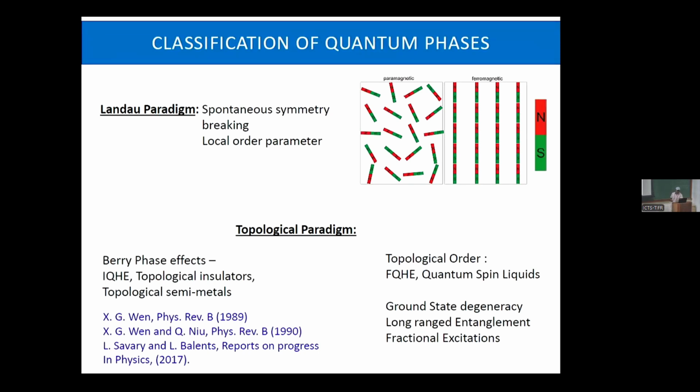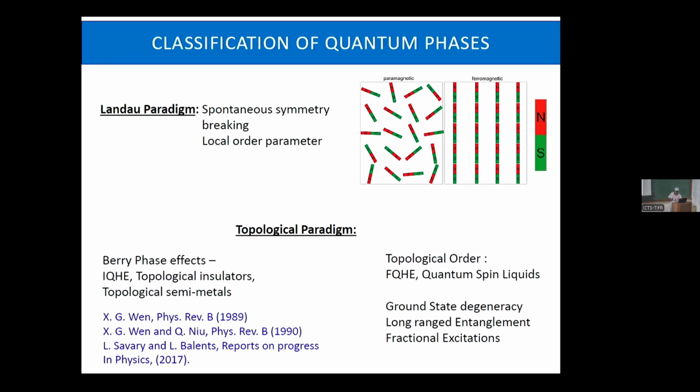Within this paradigm, there are two kinds of classes of topological phases. One is where the topology arises from Berry phases in the bands, and these are like the integer quantum Hall, topological insulators, and the Dirac and Weyl semimetals. Also topological magnons, which have recently been introduced. All of these can be understood within a non-interacting theory.